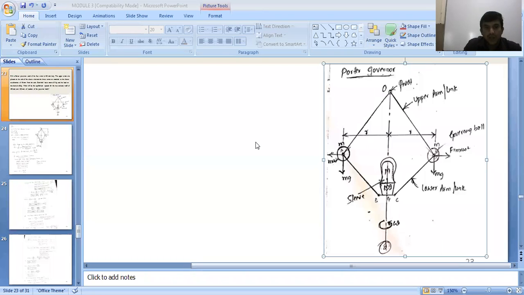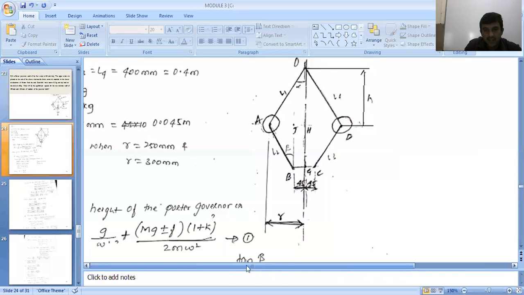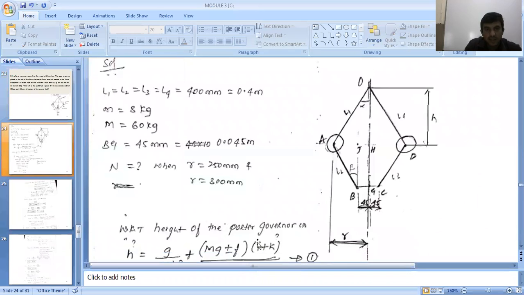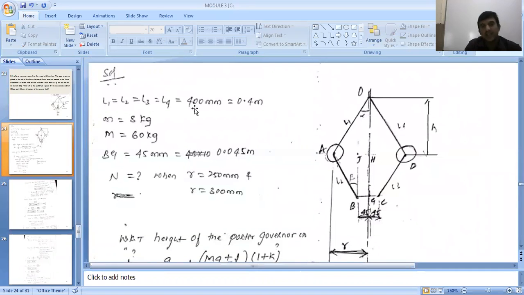Now read the problem once or twice, write the appropriate sketch, then write the given data. This is the given data. All link lengths are the same, converted into meters. The small mass of the governor ball, small m, is given. The mass of the sleeve, capital M, is given, 60 kg. The distance between BG is 45 mm. I want to determine the equilibrium speed when r is equal to 250 mm and another one when r is equal to 300 mm.